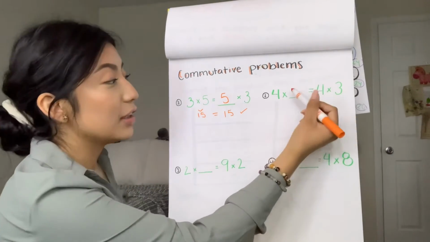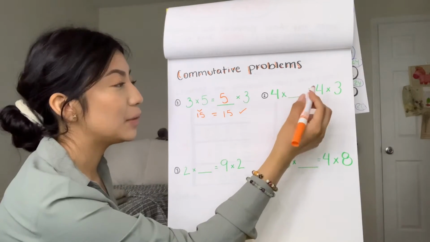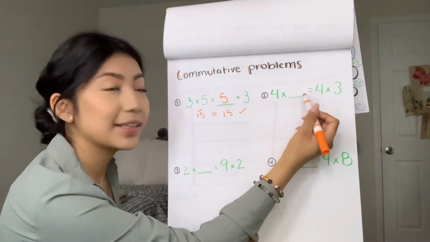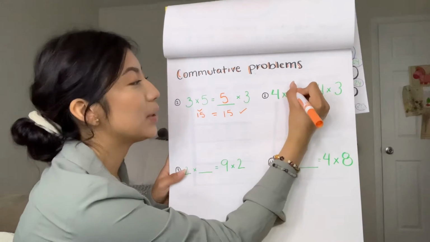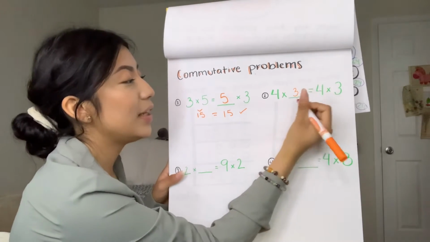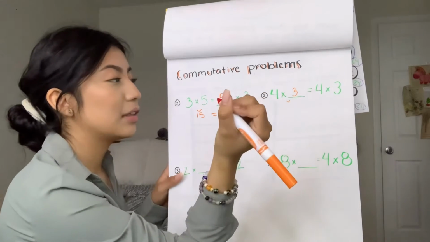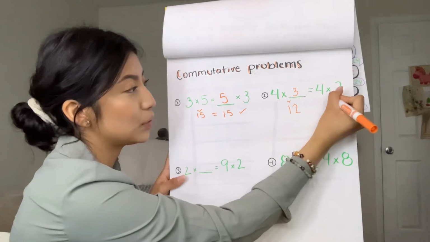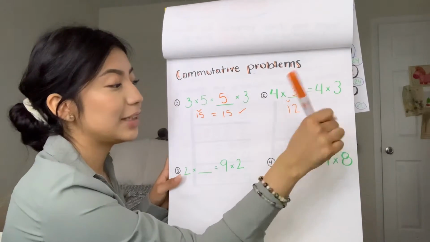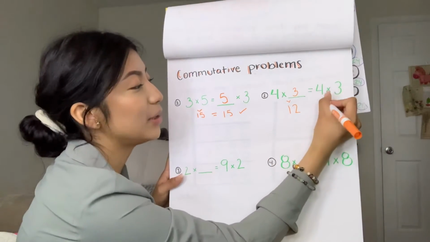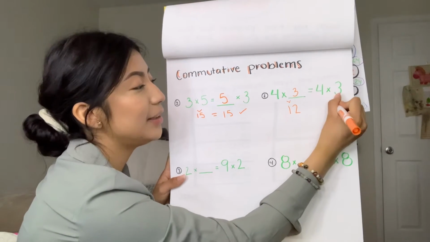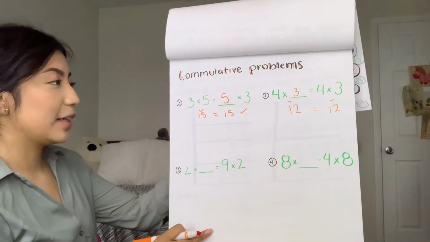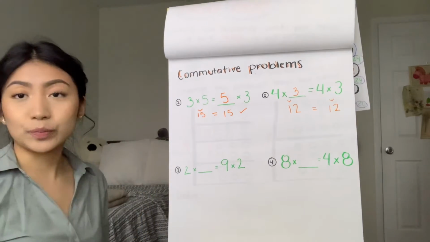Let's try another one. So 4 times, so we already have our 4 here and our 4 here, and we have our 3 here. Is there a 3 on this side? No. So we're gonna put our 3. So what is 4 times 3? 12. And let's do, oh, look at that. It's still the same. Oh, 4 times 3 is 12. Awesome. Okay, so now let's go to the third one.